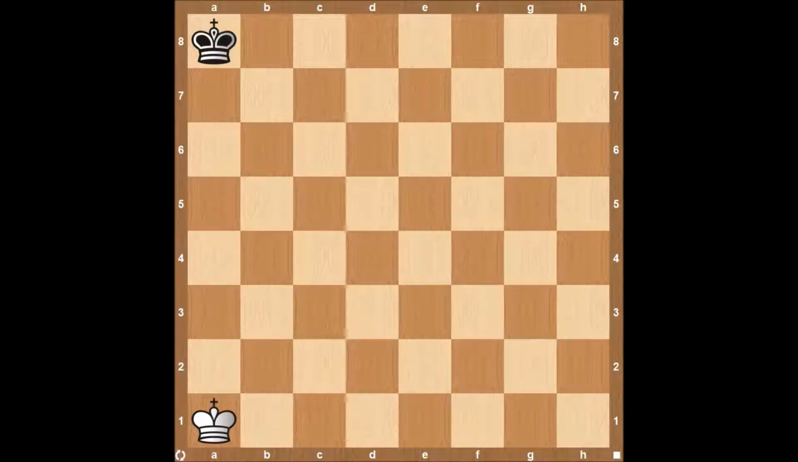So I'm going to go over what these are, how it actually applies, and then I'm going to show you some examples from actual games so you can see how you can apply this to your own matches.